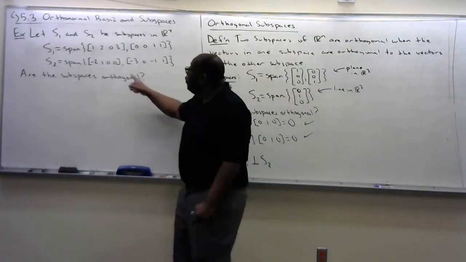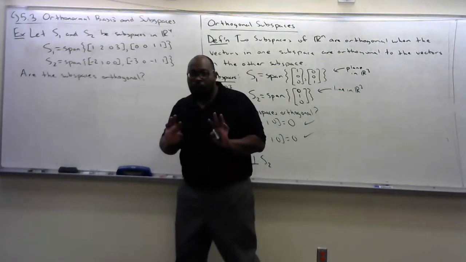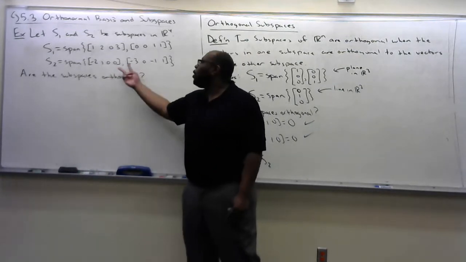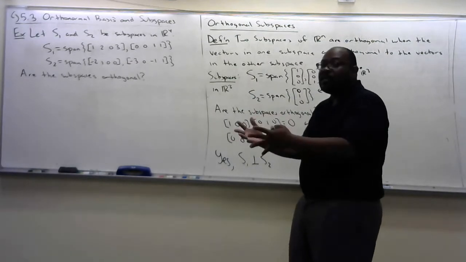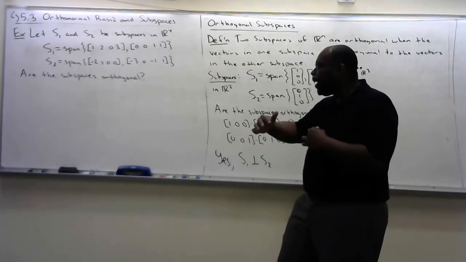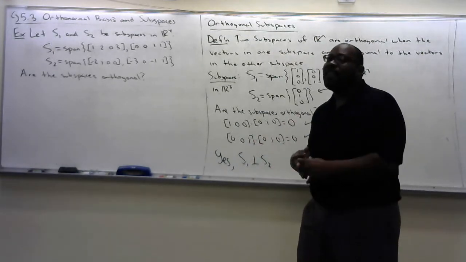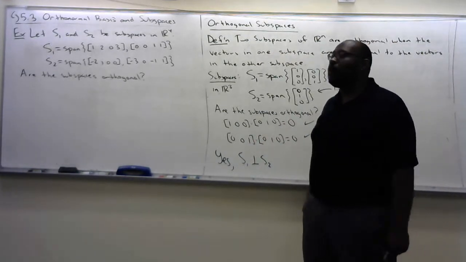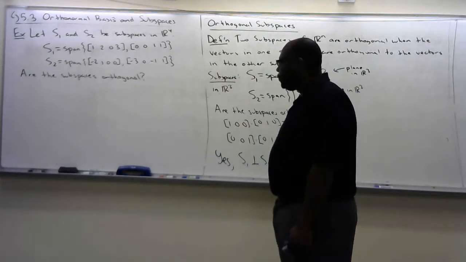And with S2, these vectors are also linearly independent, right? So these represent basis vectors. Here I'm dealing with two planes in R4, and I want to know, are those two planes in R4 orthogonal to each other? Are the two planes in R4 orthogonal to each other?